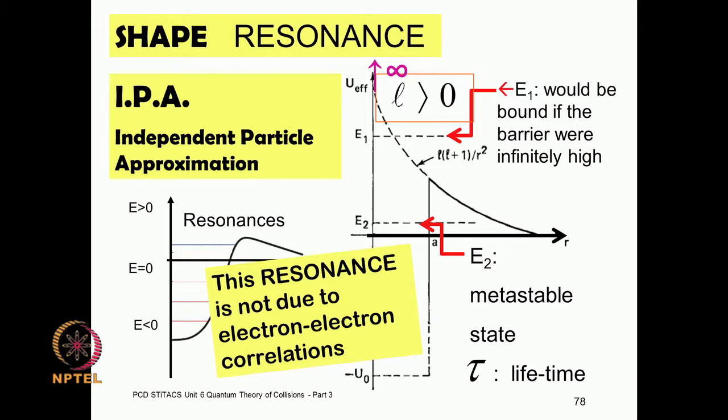So you talk about the shape resonance in the framework of a single particle model. Of course, electron correlations are there and they complicate this further, but the fundamental process does not require correlation. The fundamental process is described in terms of the shape of the potential itself, whereas the other resonance, like the autoionization resonance, is essentially a correlation effect, and you will then be talking about a many electron system with at least two electrons. Two is already many.